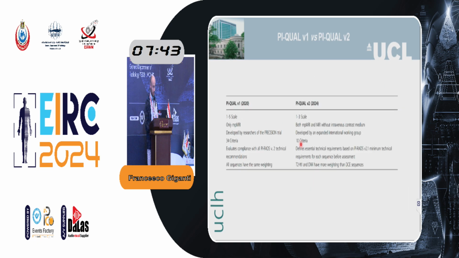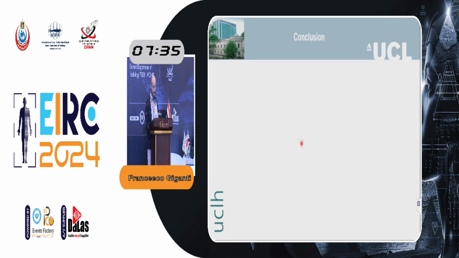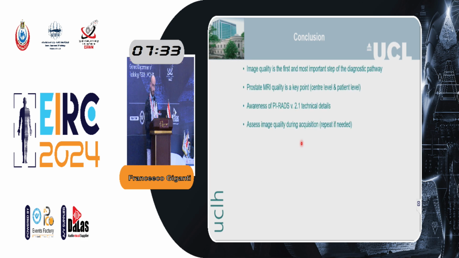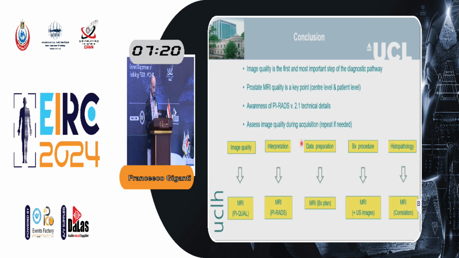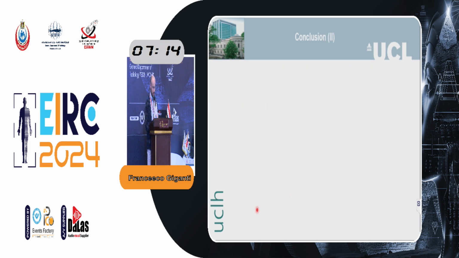This is the comparison between version 1 and version 2. So it's much easier now, 1 to 3 scale, 10 criteria, and can be applied both to multiparametric and biparametric. So in conclusion, image quality is really important. It's the first important step in the chain of the MRI diagnostic pathway. It is really important that we are aware of the PI-RADS version 2.1 technical recommendations, and we should assess image quality during acquisition. And then we have other, of course, steps in this diagnostic pathway, but as you can see here, image quality is the first one.